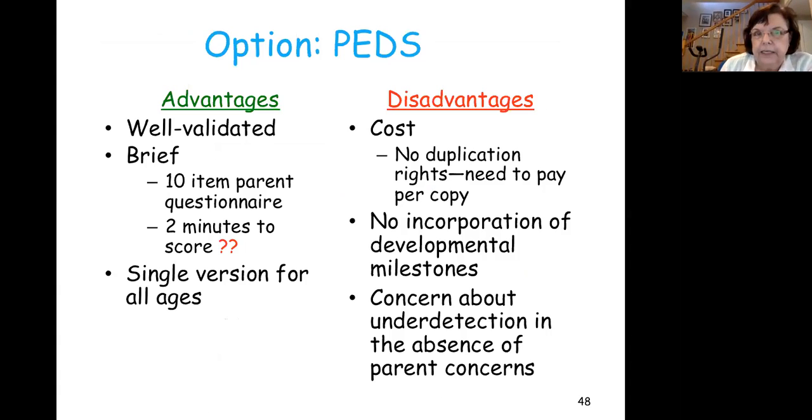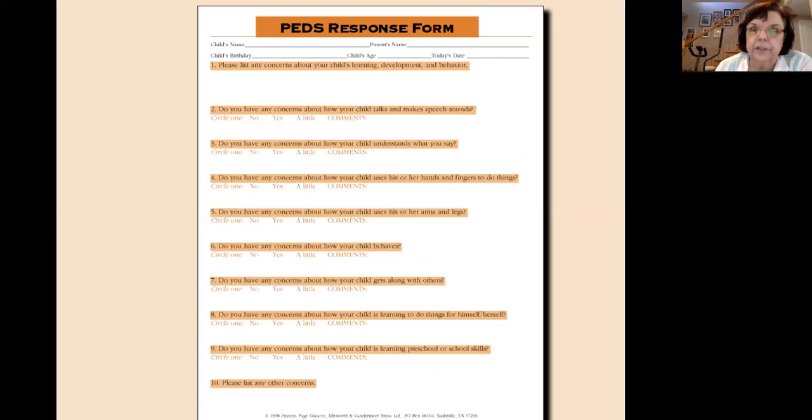So the PEDS, some advantages of it. This is another parent-completed questionnaire. It's brief, it's 10 questions. They say it takes 2 minutes to score, but I put those red question marks in. I glaze over. The disadvantage, there are costs to it. There's no incorporation of developmental milestones, and there's some concern for underdetection.